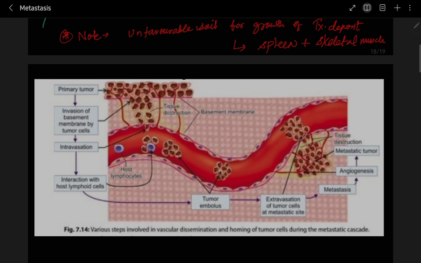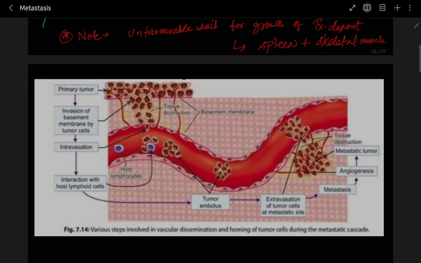What happens here is that this is a primary tumor, and the tumor cells have invaded the basement membrane, and intravasation is happening, then their interaction with the host lymphoid cells. Obviously, from the tissue destruction they have come and reached these vessels. This is all the basement membrane. Now they are traversing this, and the tumor embolus is formed, and it reaches some favorable site depending on factors like the anatomical site, the blood supply and their tropism.